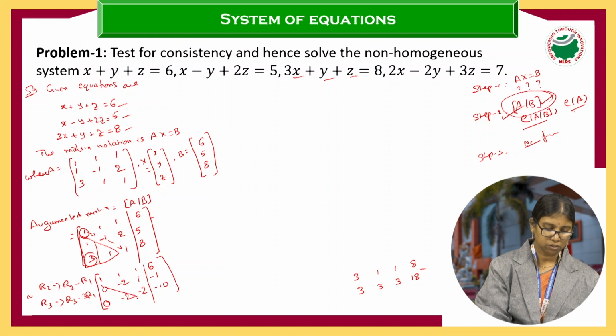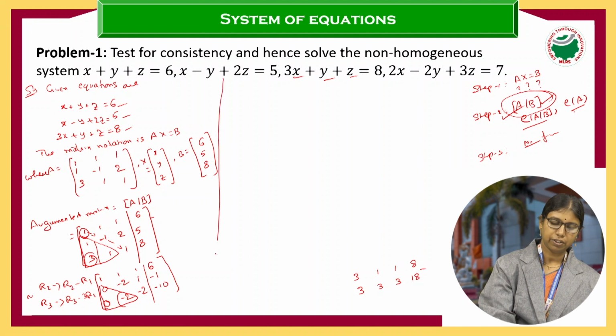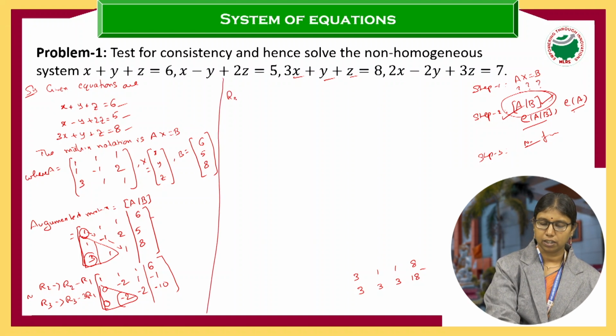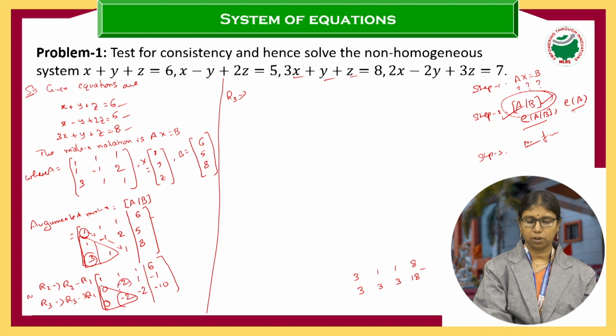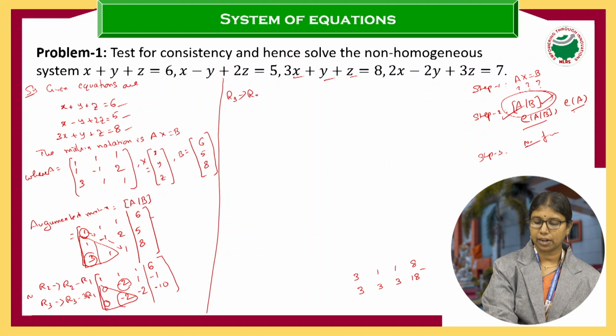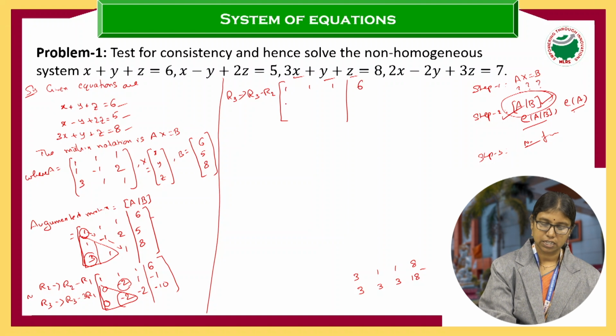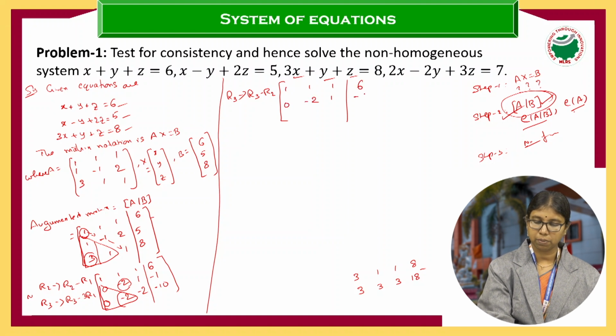So again, if we are taking the lower diagonal, we still have one more value to convert to 0. That is R3, so we have to change R3. The corresponding value in R2 is minus 2 only. So by subtracting R2 from R3, you will get 0. That is 1, 1, 1, 6 and 0, minus 2, 1, minus 1.